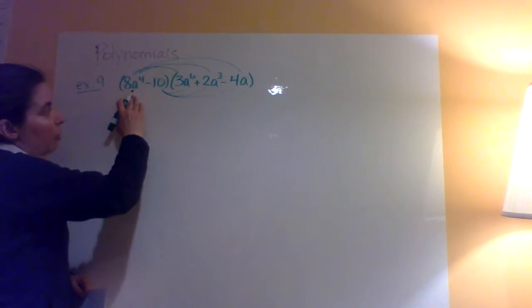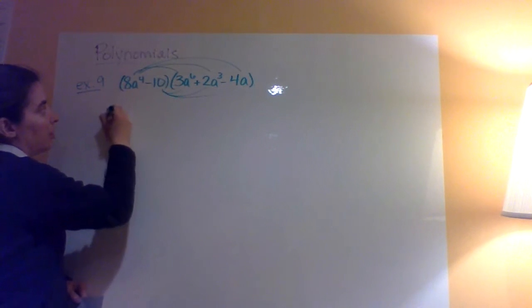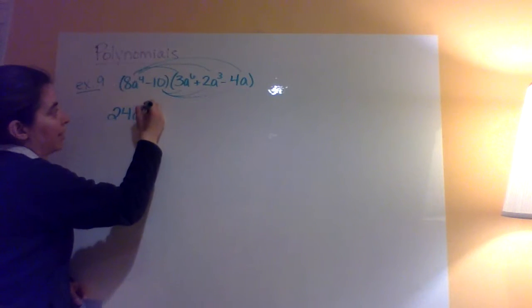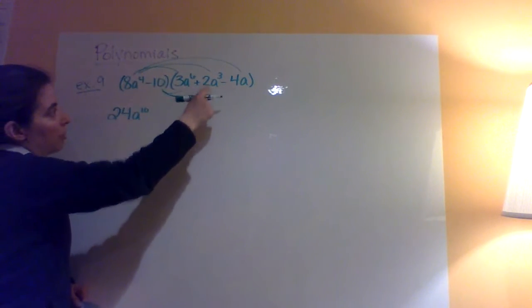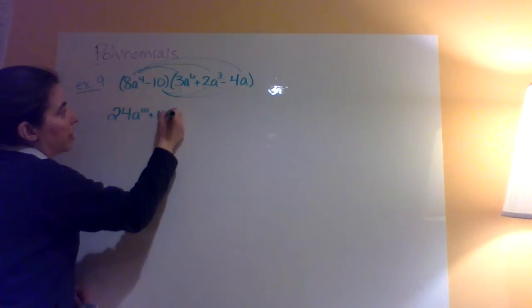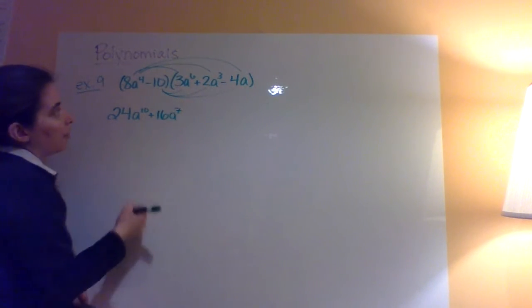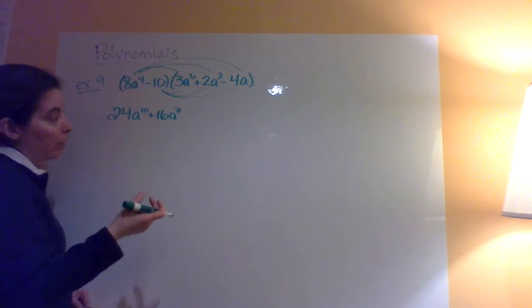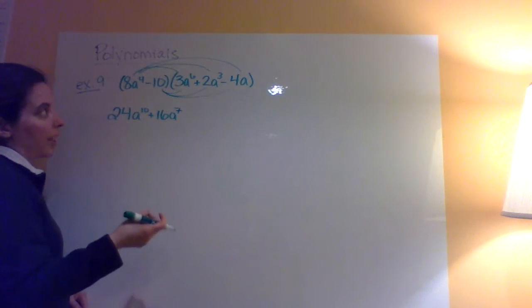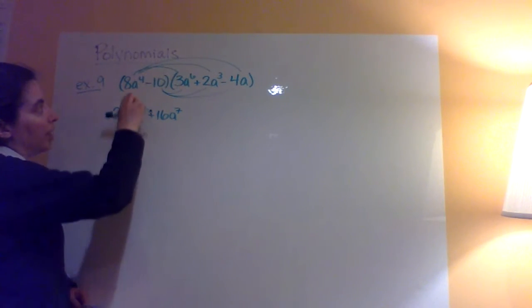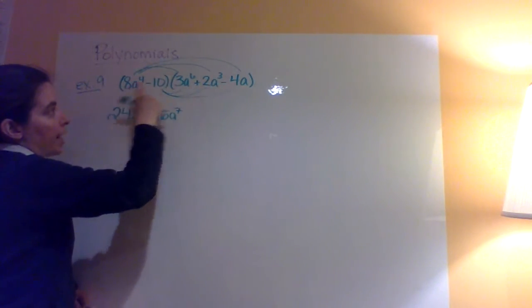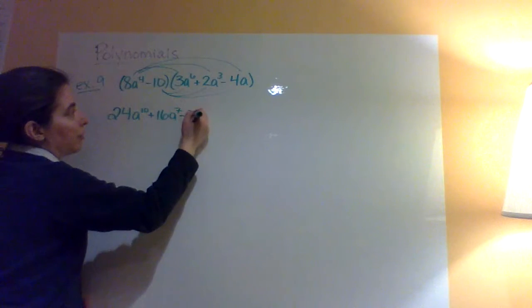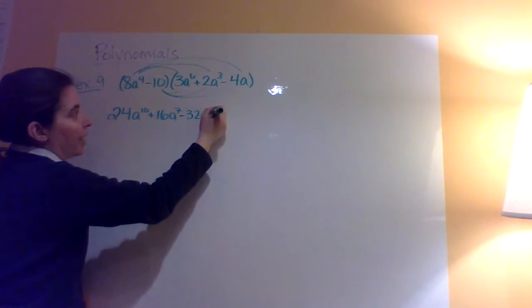So 8a to the 4th times 3a to the 6th is 24a to the 10th. 8a to the 4th times 2a to the 3rd is 16a to the 7th, right? Remember, I'm multiplying the coefficients and I'm adding the exponents. I'm watching my signs, so 8a to the 4th times negative 4a, 8 times negative 4 is negative 32, and then a to the 5th.